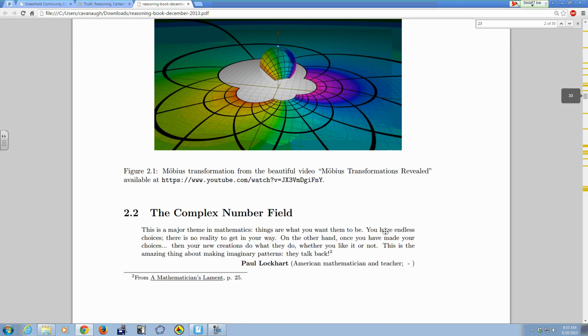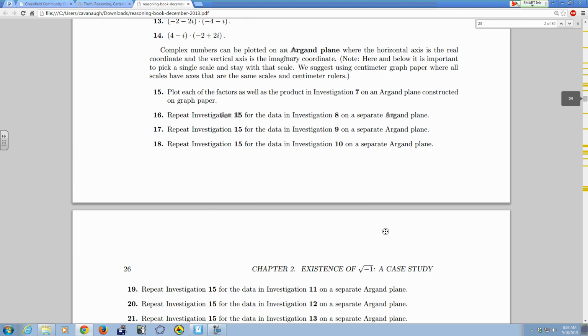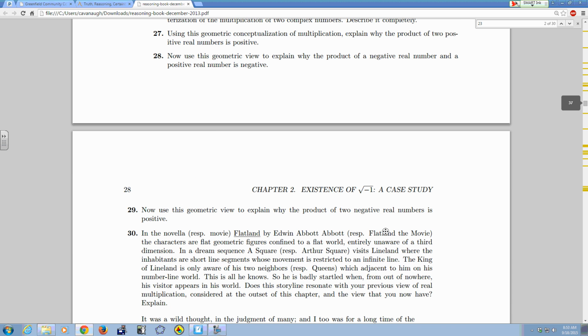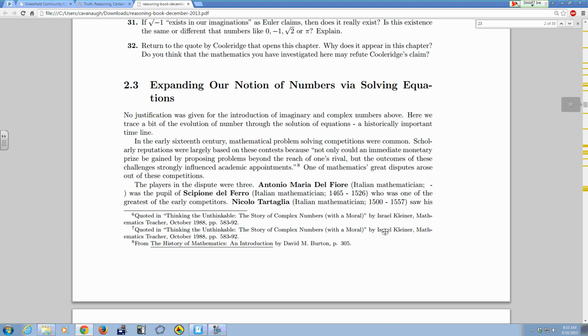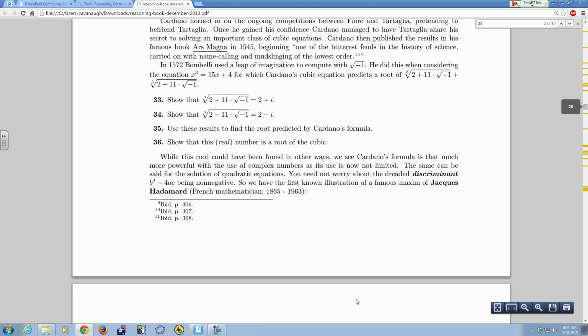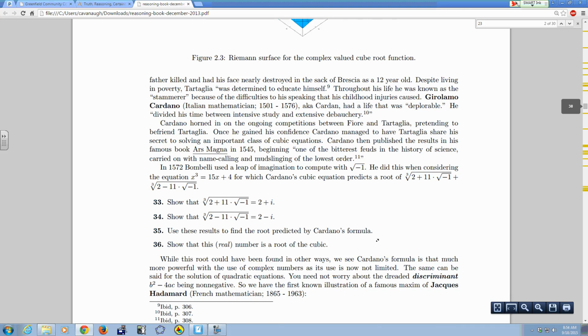Now, if you're at all interested, I'm just going to boot up here to, I think it's 28 or 29, because I find the history of this thing really interesting, especially when mathematicians were sort of stealing from each other. So in this chapter, expanding our notion of numbers via solving equations, they go into the history. Now look at these dates, 1465 to 1526. There were these three mathematicians who used to have these contests to solve equations. And it was in one of these competitions that they came up with the square root of -1 being i.